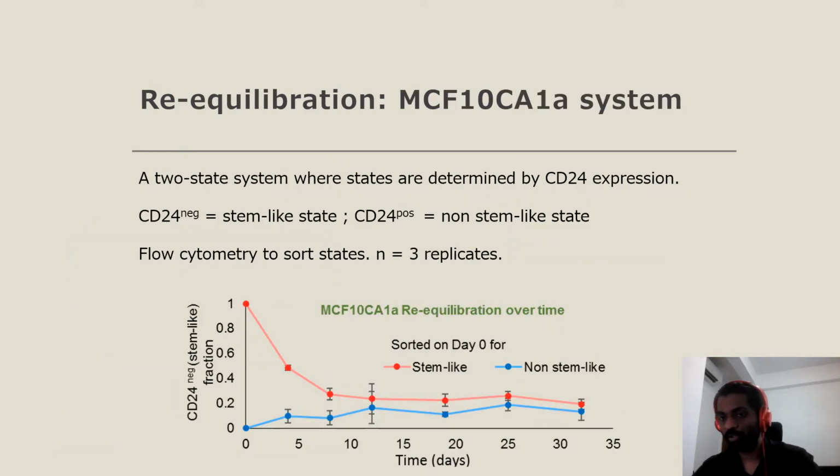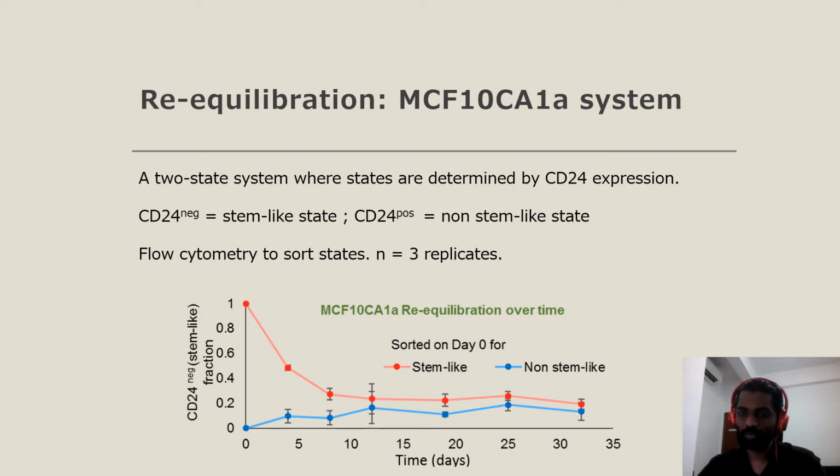And so let me tell you about a couple of test systems that we've applied TRANSCOMPP to and the results we've obtained as a result. Our first test system is this MCF10CA1A cell line, which is a model for triple negative breast cancer. And so in this cell line, we use the levels of a biomarker CD24 to define two phenotypic states: a CD24 negative state, which is more stem-like, and a CD24 positive state, which is non-stem-like or differentiated.